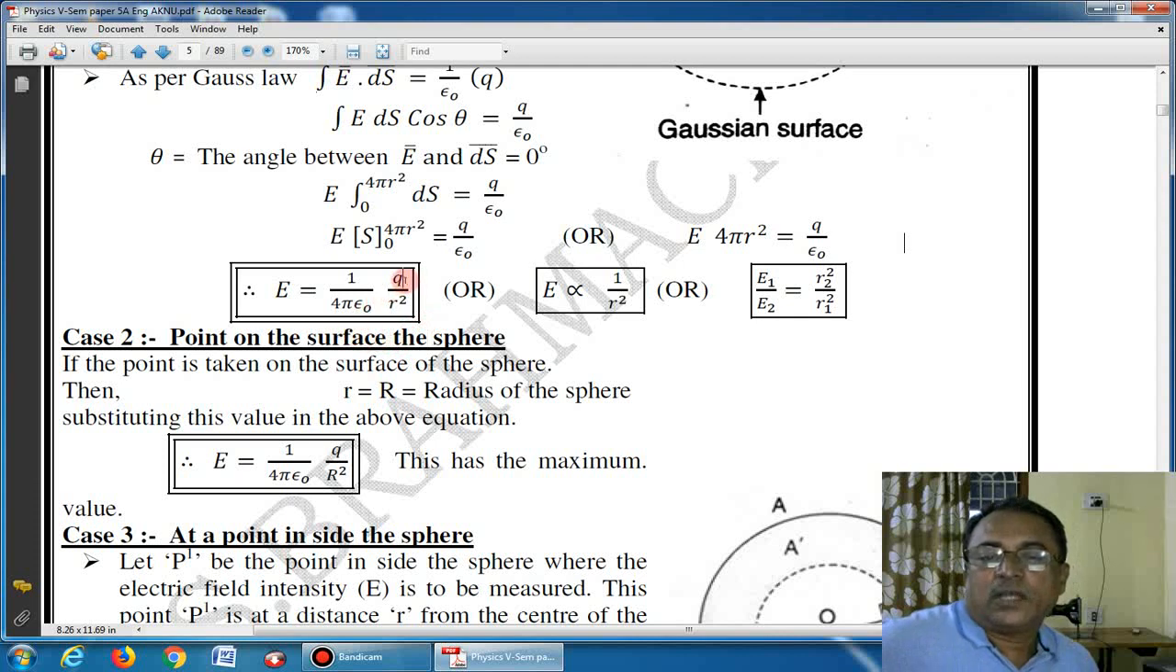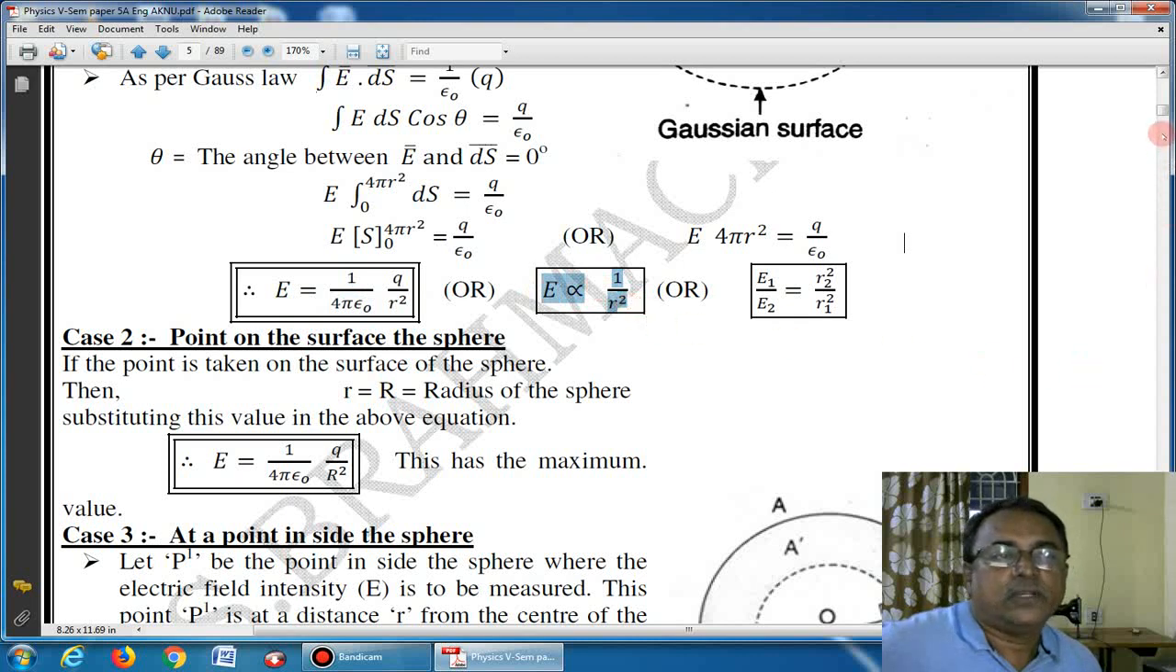The charge given to the sphere is constant. So Q is also constant. 1 by 4 pi epsilon naught is also constant. If you take these two things as constant, then the relation between E and r is E is directly proportional to 1 by r square, or E is inversely proportional to r square.